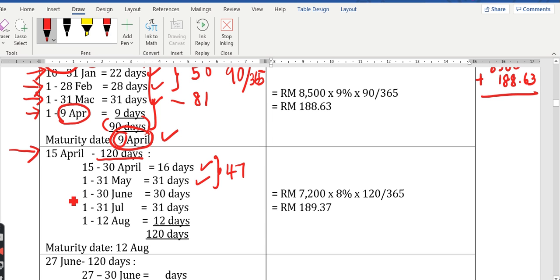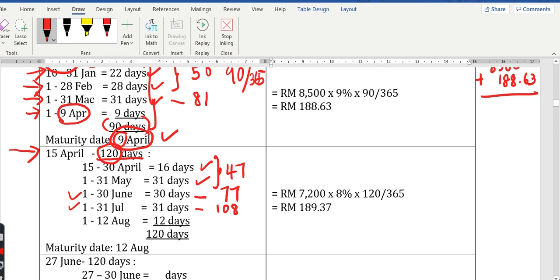We add up another 30 days in June. So here you already have 77 days. We are adding up another 31 days from July. So until here, you already have 108 days. So the maturity period is within 120 days.